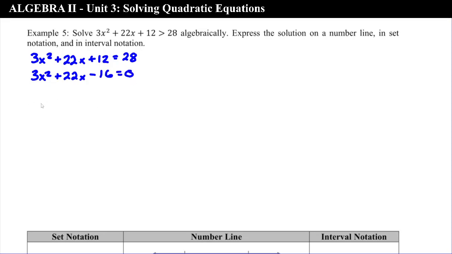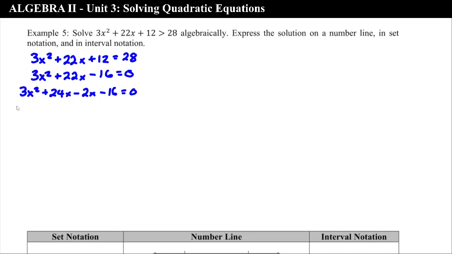And now we're going to factor this. Now factoring this is going to require some factoring by grouping. We need two numbers that multiply to give us negative 48, because that's 16 times 3, or negative 16 times 3. Two numbers that multiply to give us negative 48 and add to give us 22. And that would be 24 and negative 2. So we're going to split up our middle term into 24x minus 2x. Then you have the minus 16 here.